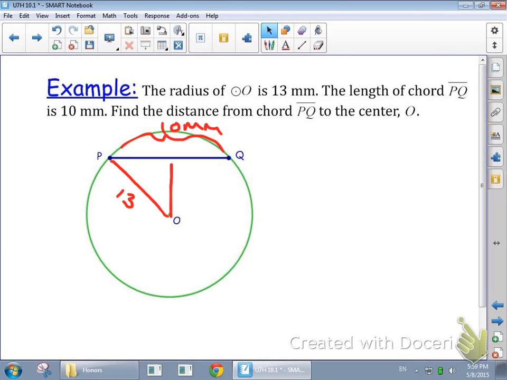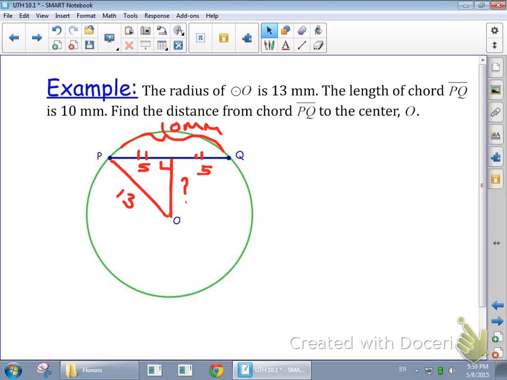So when I draw that in, if I'm finding the distance, I know the distance is going to be perpendicular to that chord. And this is what I'm asked to find. Well, if that perpendicular distance is drawn in, I know that it's going to bisect the chord. So these two pieces are congruent. If the whole entire length is 10, each one is 5.